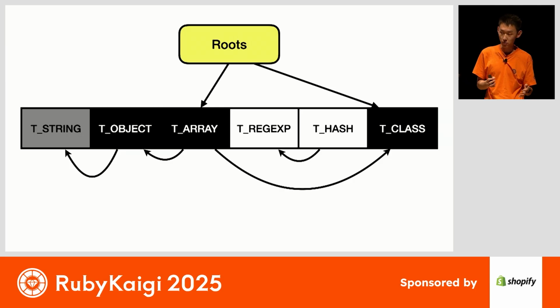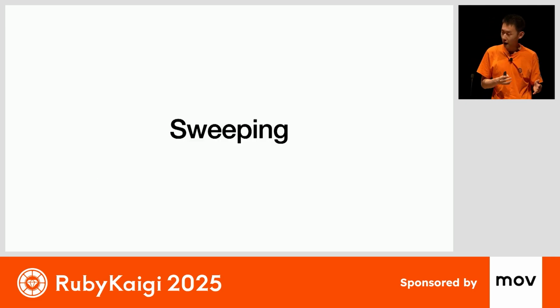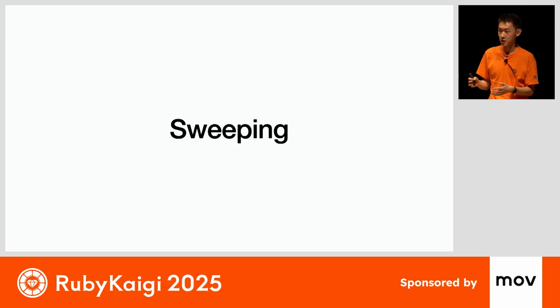And now let's mark the gray object black, and mark its children, which is the string, and then we mark the last gray object black. And since this object has no children, there's nothing we need to mark. And since we no longer have any more gray objects, this marking phase is now complete. And so after the marking phase, all of the black objects are alive, and all of the white objects are dead and can be reclaimed by the garbage collector.